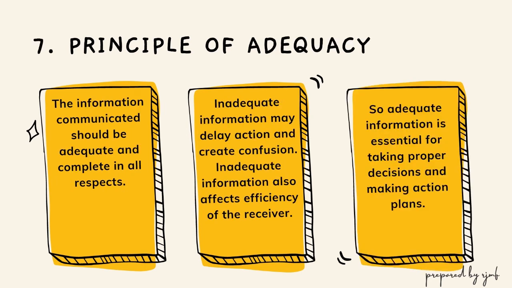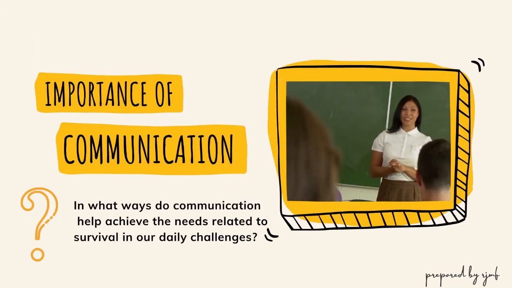The last one is the principle of adequacy. The information communicated should be adequate and complete in all respects. Inadequate information may delay action and create confusion. Inadequate information also affects efficiency of the receiver. So adequate information is essential for taking proper decisions and making action plans. We all know that communication is very important to us.